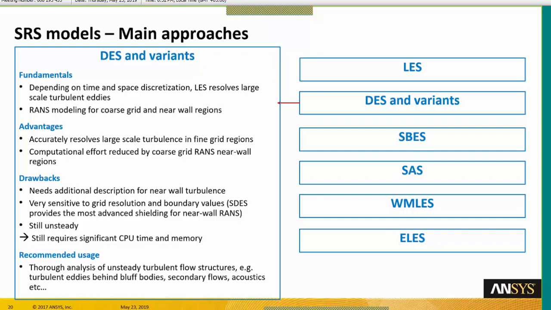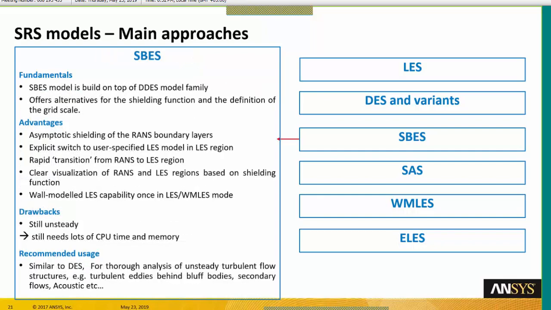Recommended usage is typically the same as for LES. SBS is more advanced, it's part of the DES family. It's another method which is extremely interesting because it switches properly to an LES model with proper SGS modeling inside the core flow. So you switch from pure RANS to a pure LES approach, typically. You have an asymptotic shielding of the RANS boundary layer.